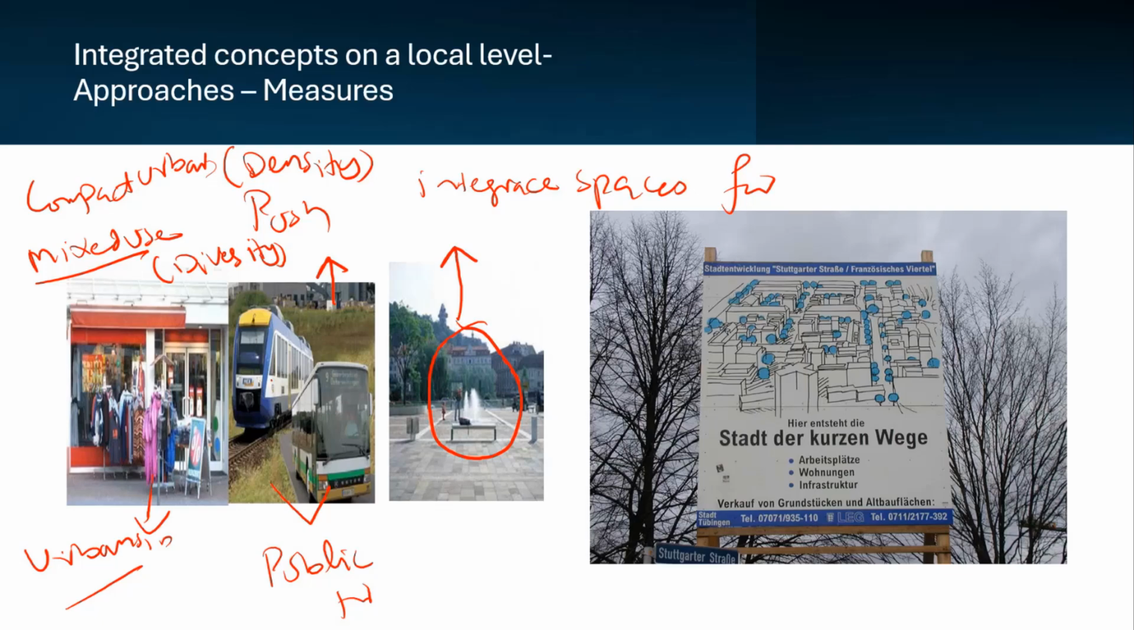Again, number one, compact urban structure where we are trying to achieve density function, and then we have mixed use where we are trying to achieve diversity, and then we have urbanism, which we call the integrated spaces for the people. Okay, so those are the three basic approaches which we can consider, or which we should consider, for designing and planning any city.